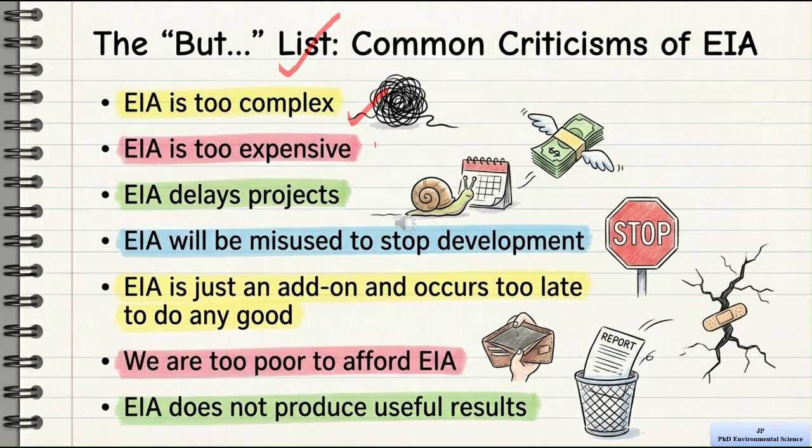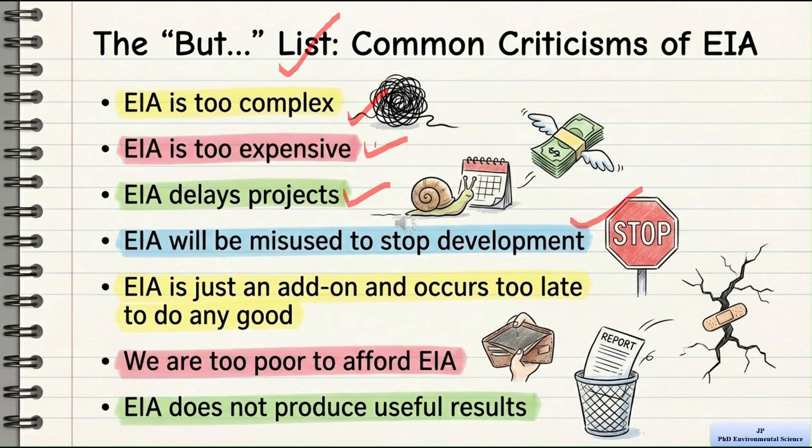Second, it's too expensive. Doing an EIA requires experts and consultants, field surveys, data collection, and analysis. All this costs money. People feel EIA increases the cost of projects. Third, it delays projects. It takes time because studies must be done properly, reports must be reviewed, and approvals are needed. Projects move slowly because EIA must be completed first.